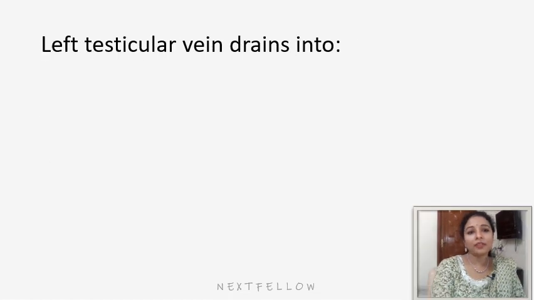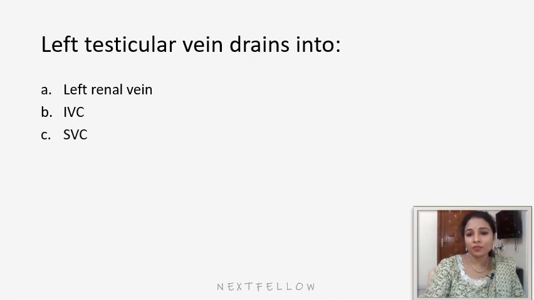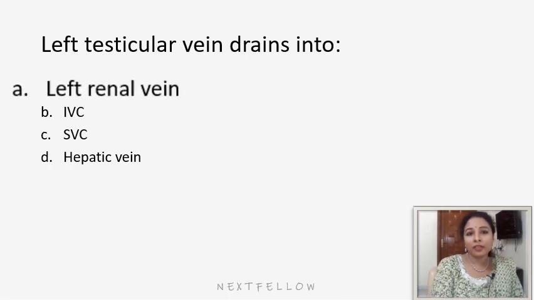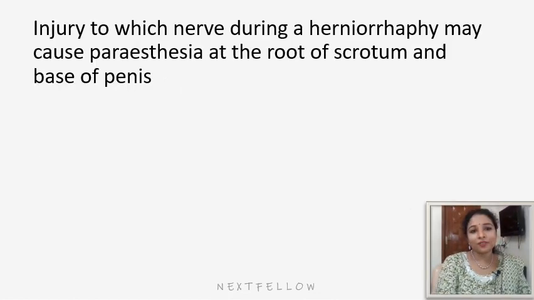The next question is: the left testicular vein drains to. This is an important clinical aspect question. It drains into the left renal vein, inferior vena cava directly, superior vena cava, or hepatic vein. So the answer is the left renal vein. The left testicular vein empties into the left renal vein and the right testicular vein empties directly into the inferior vena cava. Because of the longer course of the left renal vein, varicocele commonly shows on the left testis more than the right. And here is the last question of today's session.